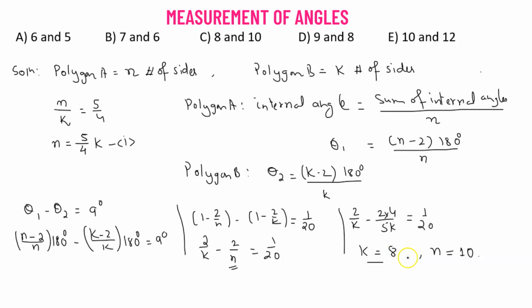So that means polygon A is going to have 10 sides and polygon B is going to have 8 sides. So that means option C is the correct answer.